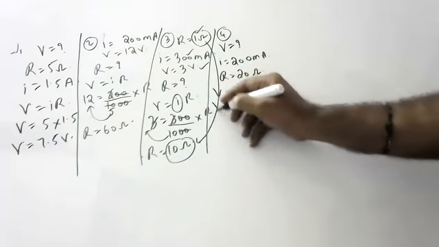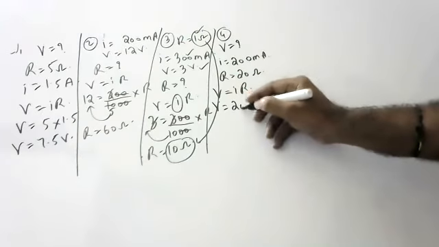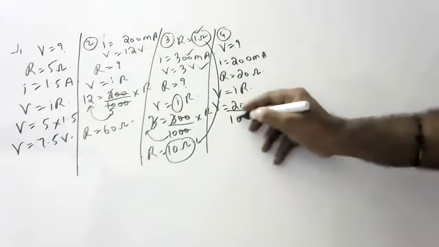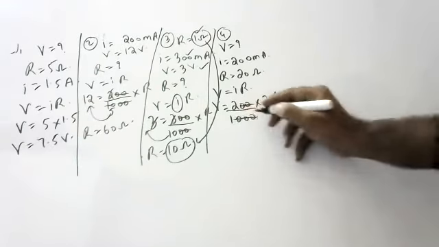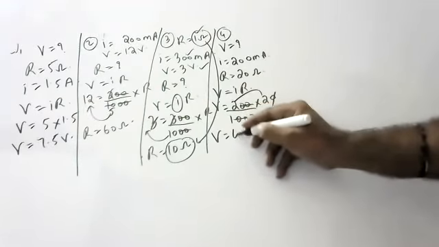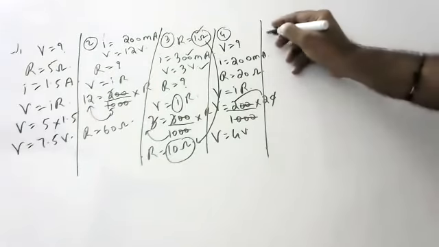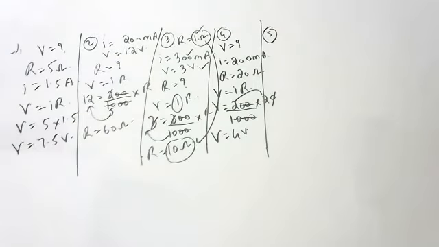V is equal to IR. Current is 200 milliamps, so 200 by 1000 into 20. This is gone, so it is 4 volts. Direct sums, you are not telling.